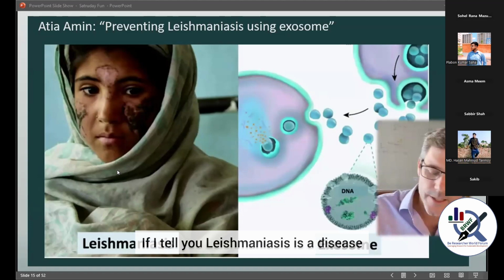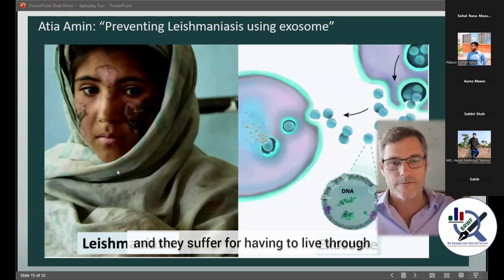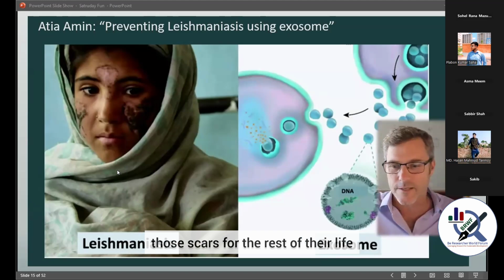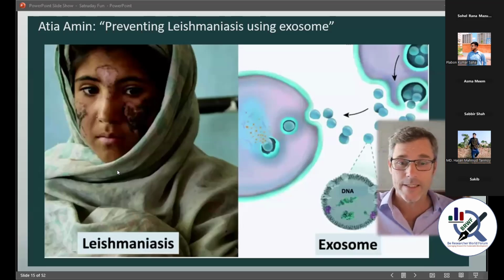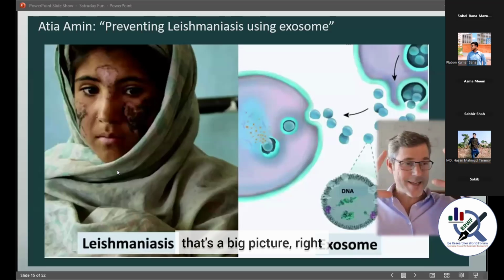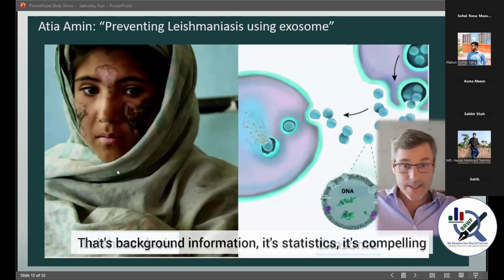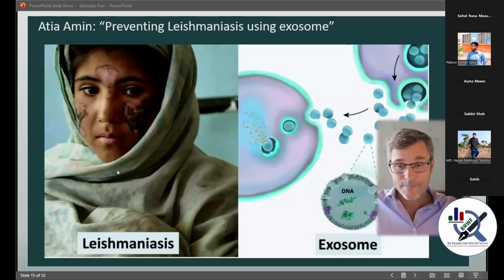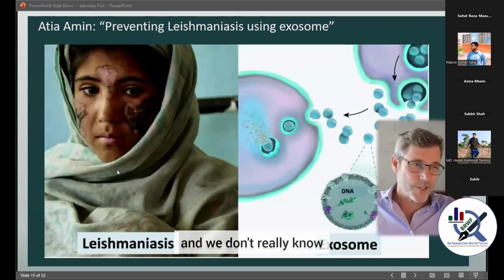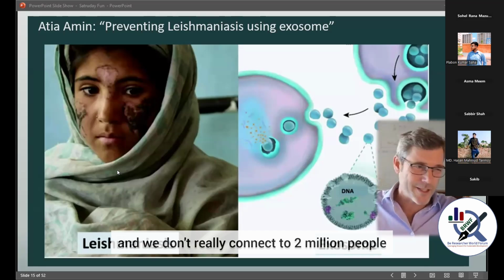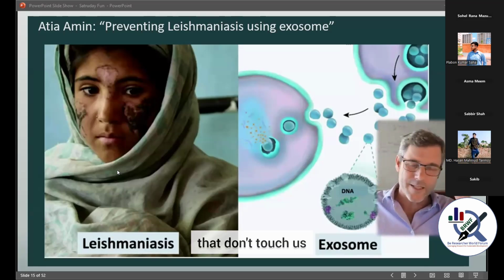If I tell you leishmaniasis is a disease that scars millions of children a year and they suffer for having to live through those scars for the rest of their life, if they're lucky enough to not die from it, that's a big picture, right? That's background information. It's statistics. It's compelling, sort of, because we don't really know what scars look like, and we don't really know how many people 2 million people is, and we don't really connect to 2 million people, and there's a whole bunch of things there that don't touch us.